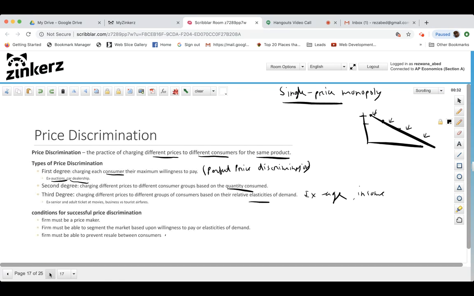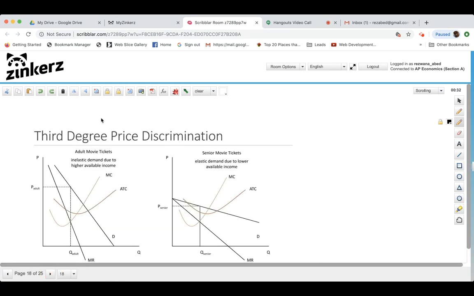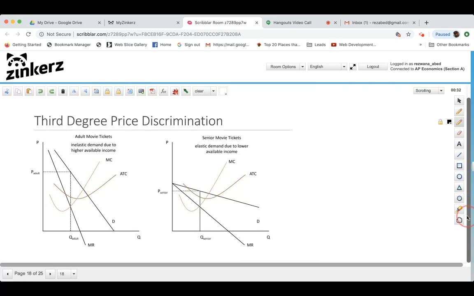Okay. So now let's take a look at third degree price discrimination. We have a graph here, where we're looking at an example of movie tickets. On the left, you have adult movie tickets, and on the right, you have senior movie tickets. As you can see, this is third degree price discrimination, and that has to do with different elasticities of demand. So do you guys remember what elasticities of demand look like, any idea?